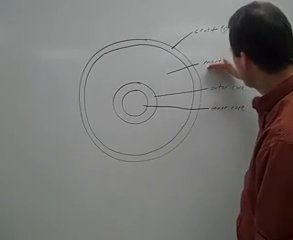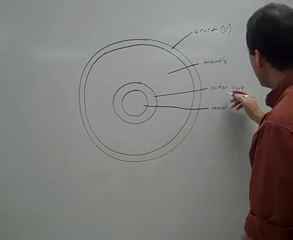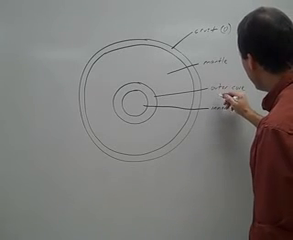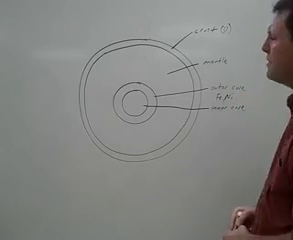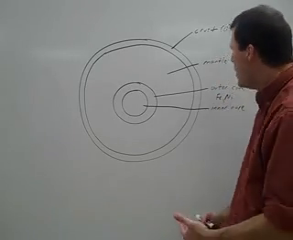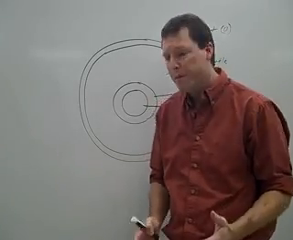And then we've got the mantle, the outer core, the inner core, and the core contains a lot of iron and a lot of nickel. Very heavy elements. And we're going to talk about why that is in just a little bit.